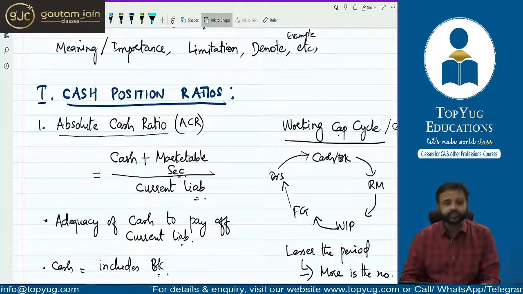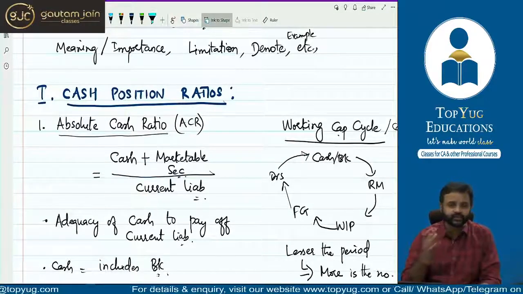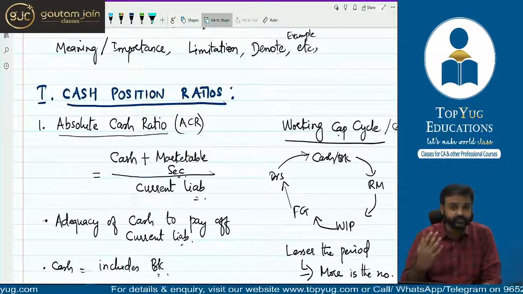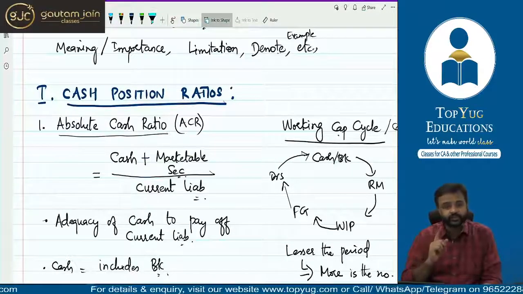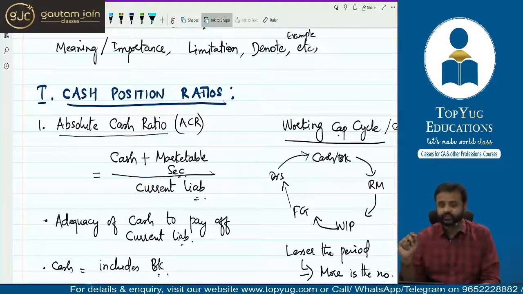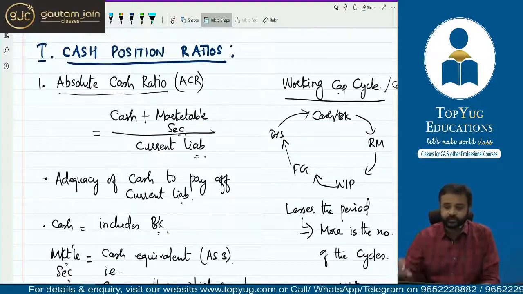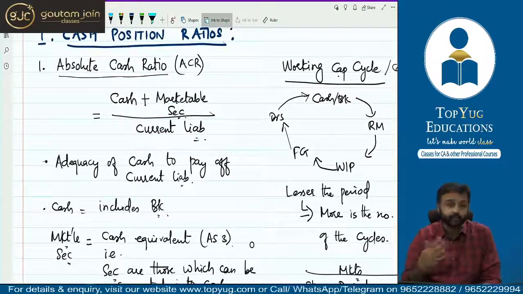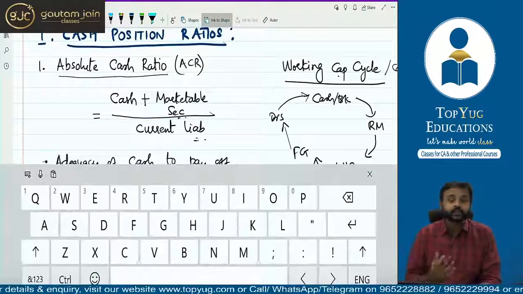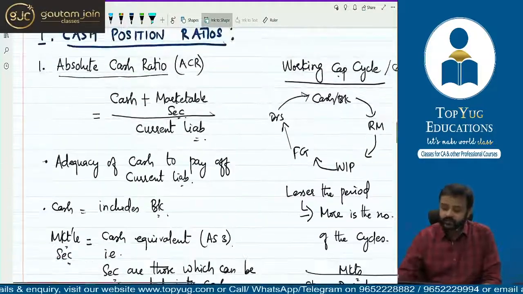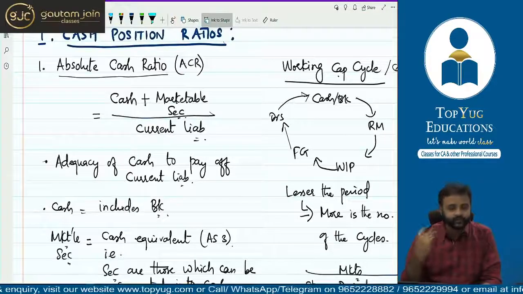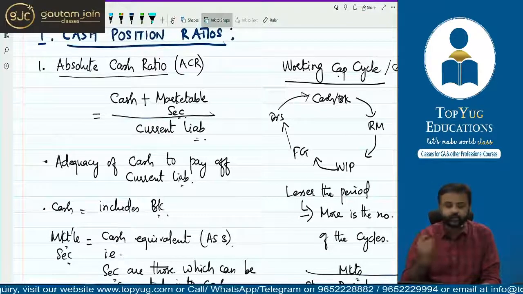Next, cash position ratios, right? We started with the types of ratios. We said on the basis of functions we'll be classifying the ratios. So the first one being cash position ratios, in which we said the first one is absolute cash ratio. So if you remember, it's about what? Adequacy of the cash to pay off the current liabilities, right? Whether the company is having sufficient cash to pay off current liabilities or not, that can be checked from absolute cash ratio.